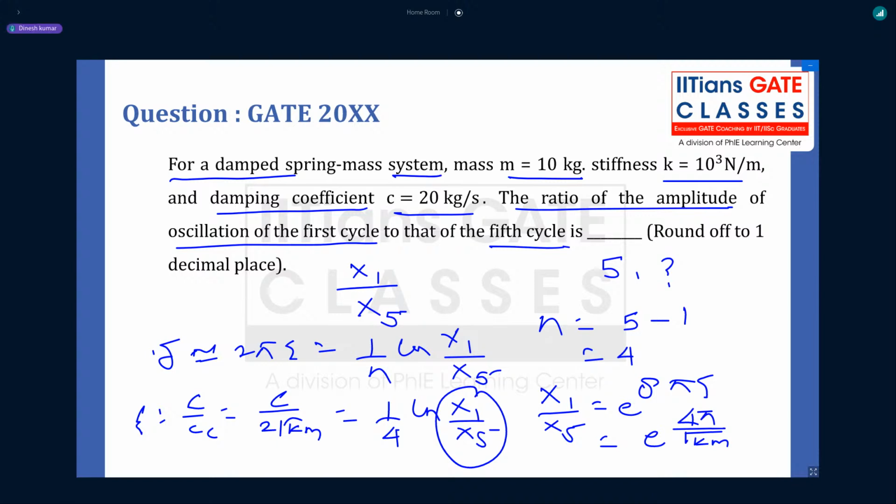So what will be the answer? It will be 12.42. x1 by x5 is 12.42. So again guys, what mistake do people usually make? They write the number of cycles equal to 5. So always, guys, you have to find the number of cycles correctly, then your answer will be fine. So is it okay? Is this correct? Yes or no?